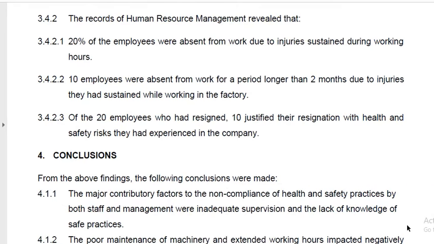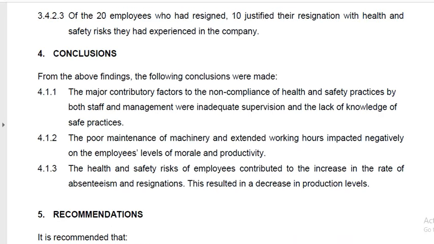Let's look at our memo. You see that they're very small, and you do not have to worry about matching the numbering. It doesn't have to correspond with the procedures and the findings. You just write anyhow. You apply your mind as they mentioned. From the above findings, the following conclusions were made. 4.1.1. The major contributory factors to the non-compliance of health and safety practices by both staff and management were inadequate supervision and the lack of knowledge of safe practices.